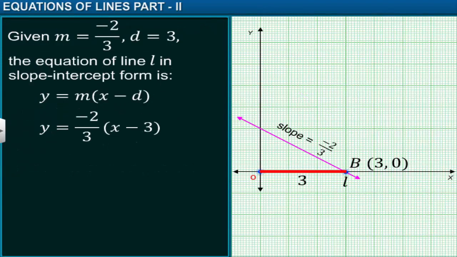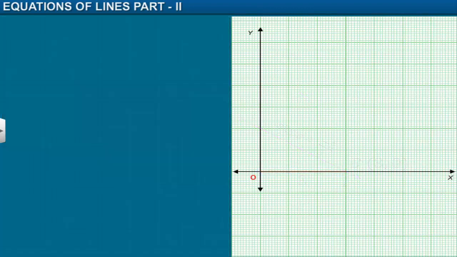Using the slope-intercept form, the required equation of the line is 2x + 3y - 6 = 0. The equation of a line having an x-intercept and a y-intercept can be represented using the intercept form. Consider a line L with x-intercept A and y-intercept B. Let's denote the points where the line intersects the x-axis and the y-axis as P and Q respectively.